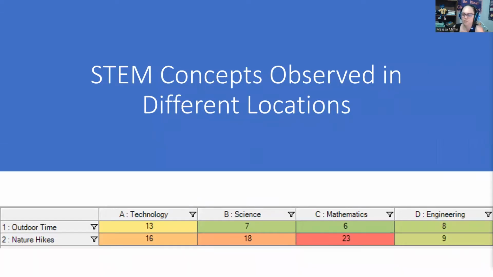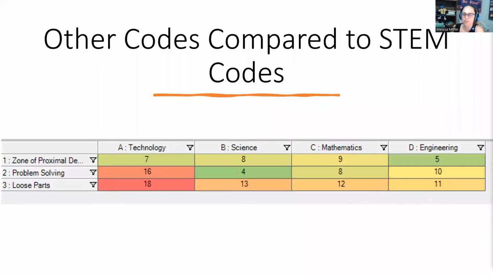This shows that most observations during the nature hikes were mathematical in nature, and during outdoor times, technology was the main subject. This might be because teachers are more prone to teaching math and science than technology and engineering. Since outdoor time observations were mostly individual, this might be why technology was mostly observed, because children use loose parts to create tools to do something. Loose parts were common among all the STEM concepts, as you can see here. Problem solving and technology were also linked.